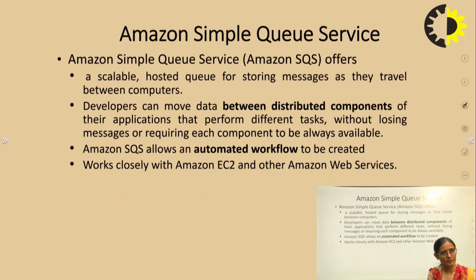Another important service is the Amazon Simple Queue Service, that is SQS. It offers a scalable hosted queue for storing messages as they travel between computers. Developers can move data between the distributed components of their applications that perform different tasks without losing messages or requiring each component to be always available. SQS also allows automated workflows to be created. It works closely with Amazon EC2 and other Amazon Web Services.